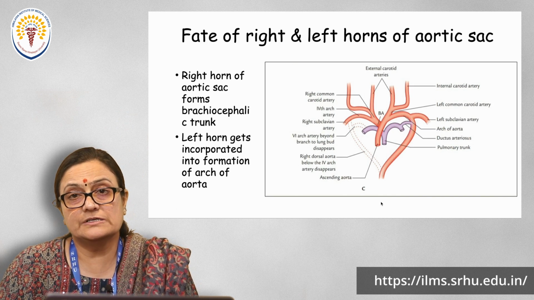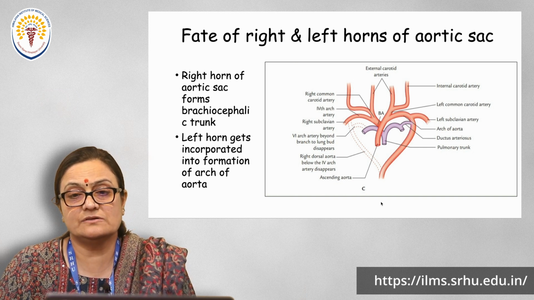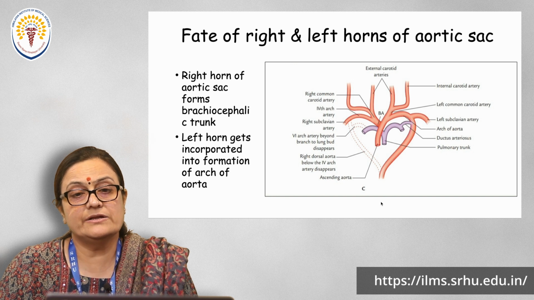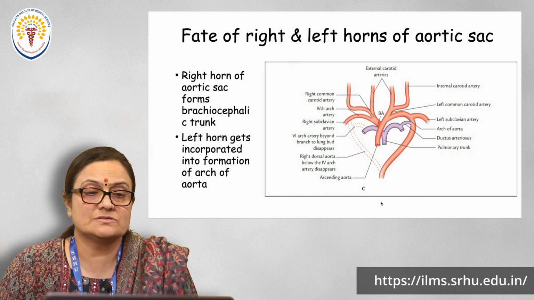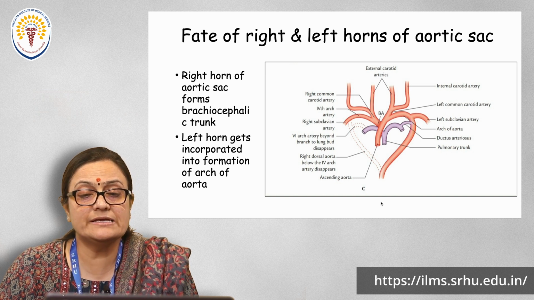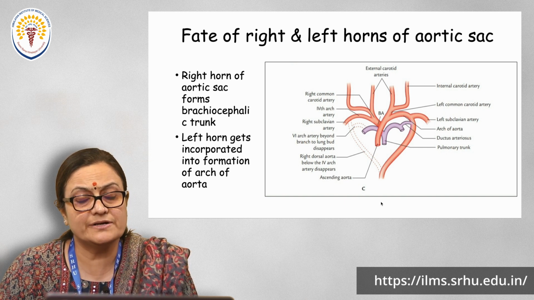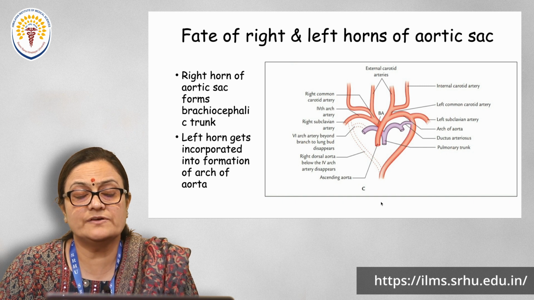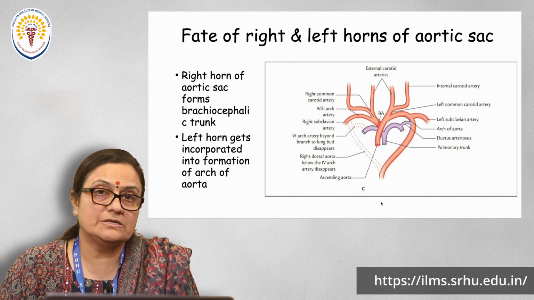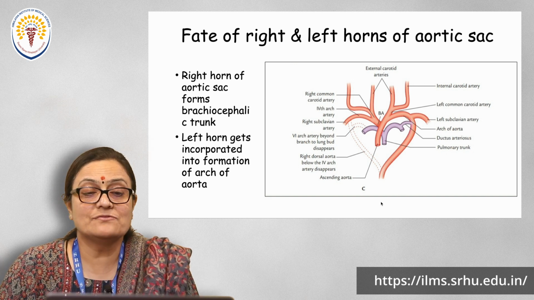Now, we move further cranially towards the right and the left horns of the aortic sac. Till now we talked about the aortic sac, and now we are talking about the right and the left horns. So, for the right horn of the aortic sac, we can see a labeling here as BA. BA is actually the brachiocephalic artery. We also call it the brachiocephalic trunk. So, the right horn of the aortic sac will form the brachiocephalic trunk, but the left horn will not form the brachiocephalic trunk. Why will it not form?